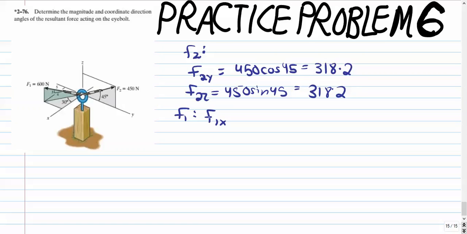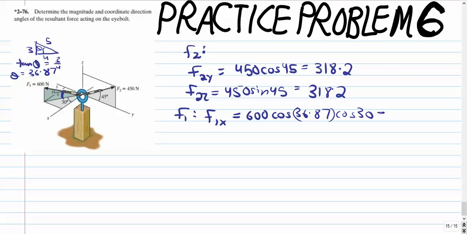Okay, so let's move on to F1. Its component in the x direction is going to be equal to, but before we can do this, we need this angle right here. We can find this angle using this triangle that they have given to us. Using the tan identity, we get theta equals 36.87. So for the x component of F1, we can do 600 cos of 36.87 cos of 30 degrees, and we get 415.7.